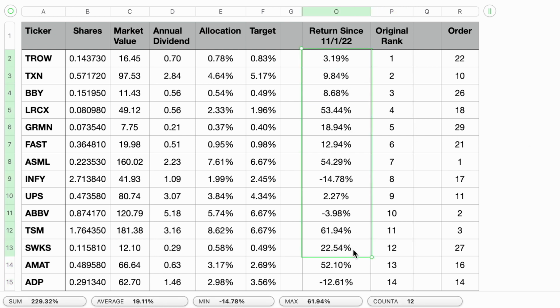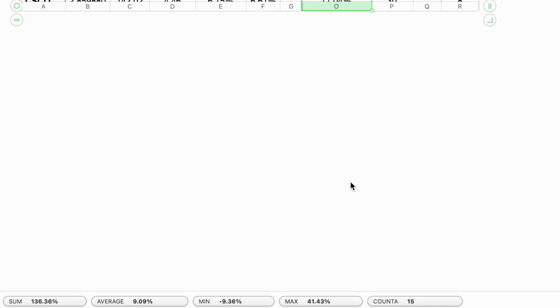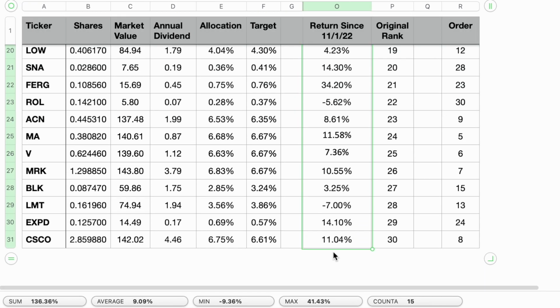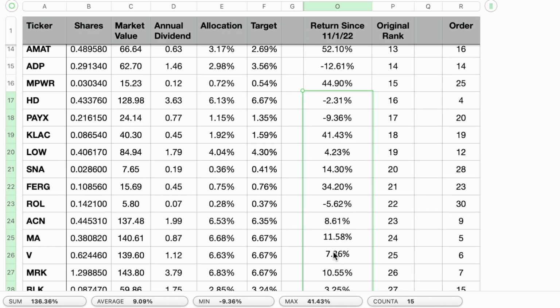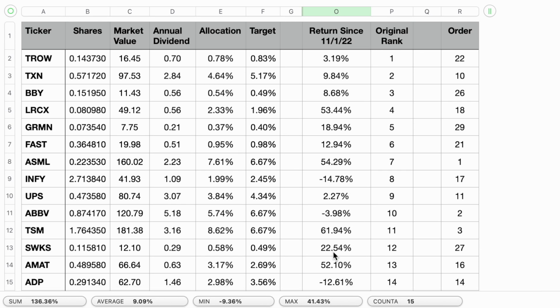The 15 highest ranked stocks have an average return of 20.91% between November of 2022 and May of 2023, while stocks ranked 16 to 30 have an average return of just 9.09%. Please keep in mind that 7 months is not a long enough period of time to derive meaningful conclusions, but thus far there is merit to selecting fewer than 30 stocks.